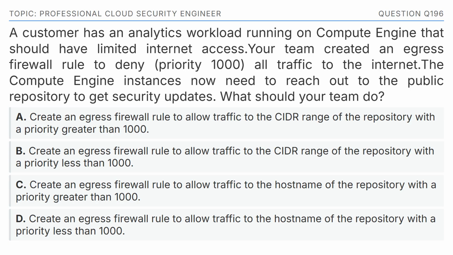The options are: Option A, create an egress firewall rule to allow traffic to the CIDR range of the repository with a priority greater than 1000. Option B, create an egress firewall rule to allow traffic to the CIDR range of the repository with a priority less than 1000. Option C, create an egress firewall rule to allow traffic to the hostname of the repository with a priority greater than 1000. Option D, create an egress firewall rule to allow traffic to the hostname of the repository with a priority less than 1000.